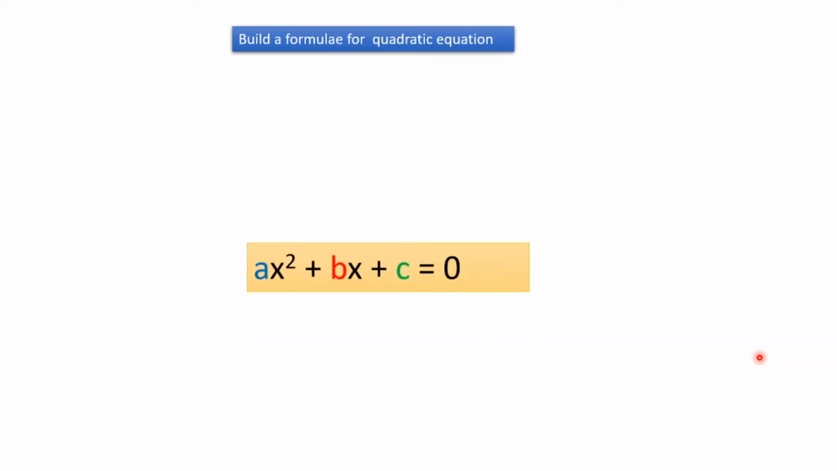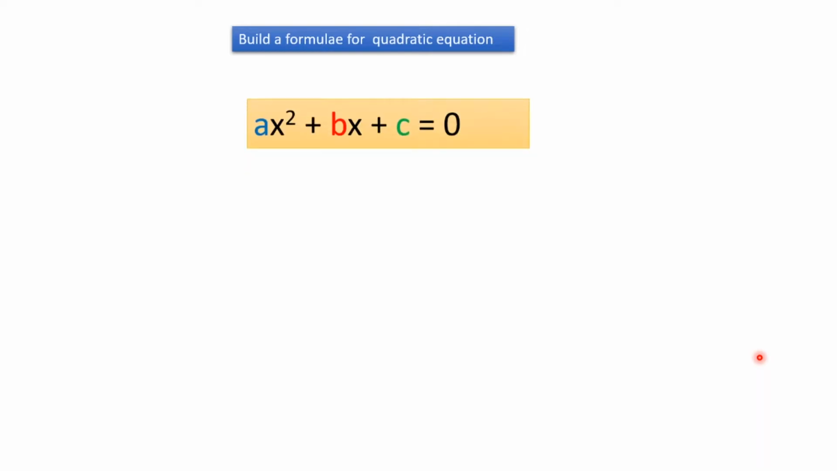Hello everyone, this is the final part of your lesson on the quadratic equation. The third method, you are going to solve the quadratic equation by using the formula. So what is the formula in here?